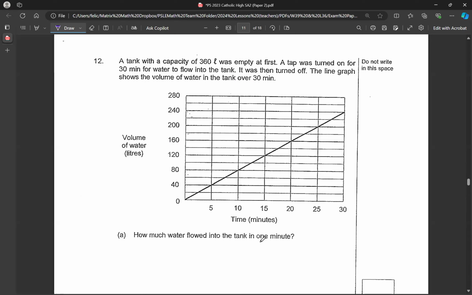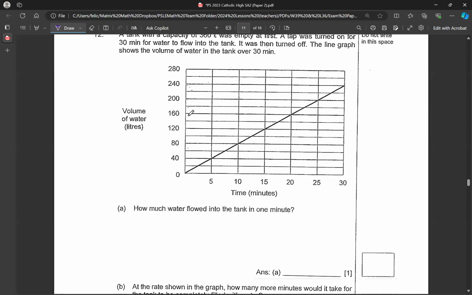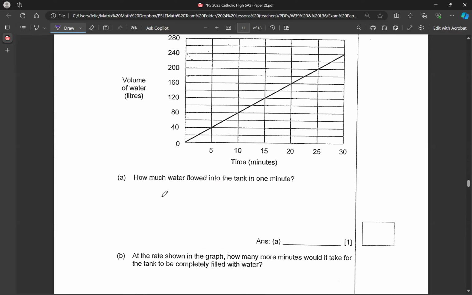So we're trying to find out in 1 minute. I think what we can do is work out the whole 30 minutes. Find out in the whole 30 minutes how much water has been put into the tank. You notice that at 0 minutes, there was zero volume, 0 liters of water inside. 30 minutes later, it shoots up to 240 liters. So that means during those 30 minutes, you have filled up 240 liters of water. This is the amount of water placed in the tank. So now you can find out in 1 minute. Just do the division.